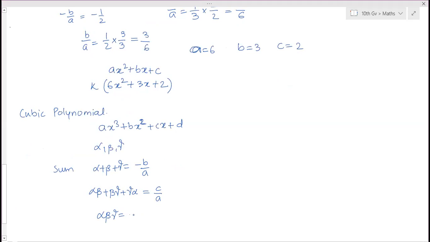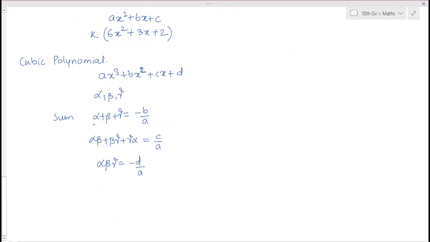Here also you can do the same method. If the sum of the zeros and all these values have been given to form the polynomial, make the denominators equal. Then if the denominators are equal, check the values of a, b, c, d, find them out, and then substitute in this general form. That also you can do.